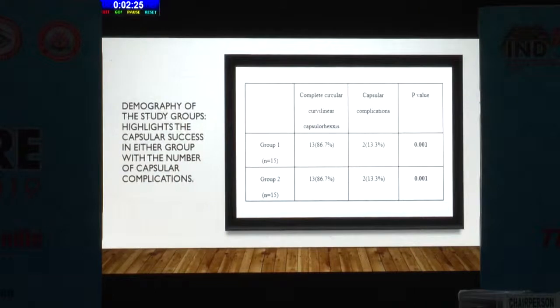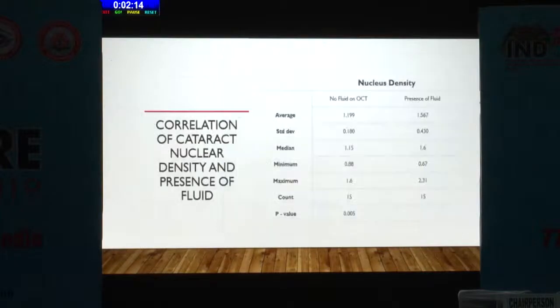The biggest conclusion of this study was that the complete capsulorhexis success rate goes as high as 86.7%. It's not that you're not going to have complications. The most common complication we had was a PCR that happened in the end. When it comes to the nuclear density that can be seen, if you have no fluid on the OCT, the nuclear density seen on the anterior chamber OCT is about 1.19. With the presence of fluid, you can go a little bit backwards. But one thing to remember, you cannot visualize the posterior capsule space, so the posterior capsular fluid is not seen in these cases.